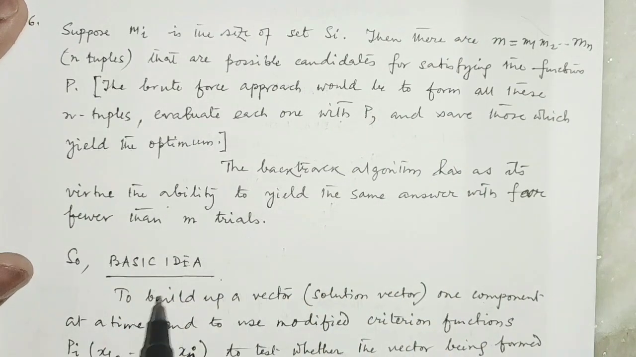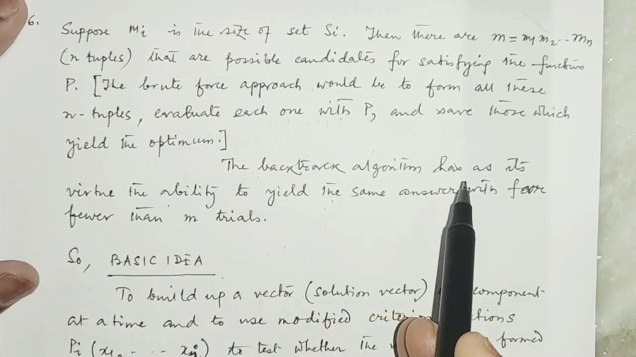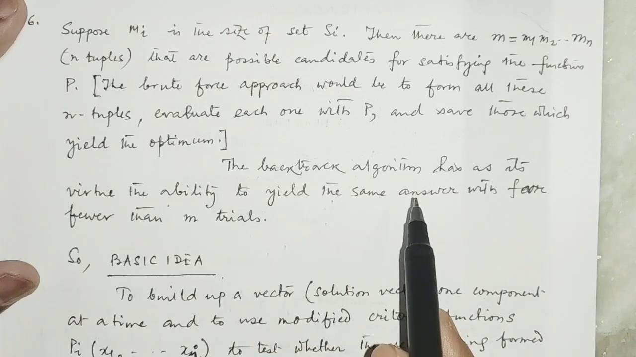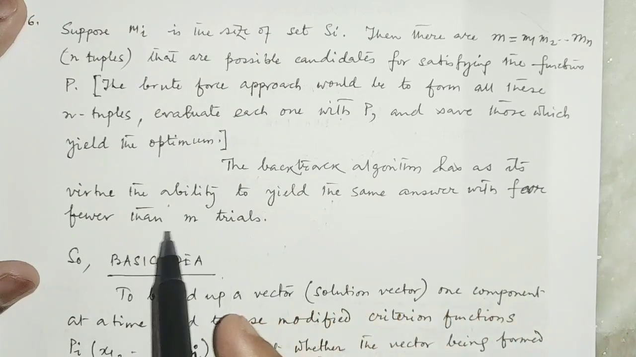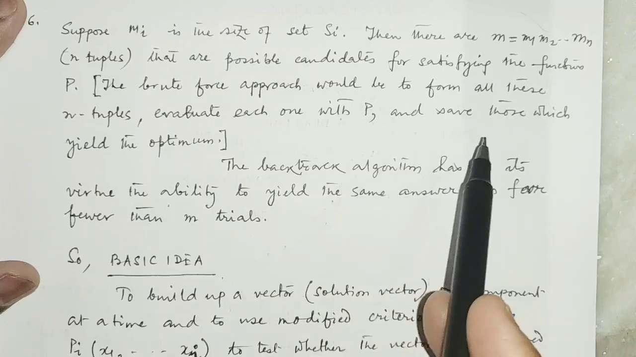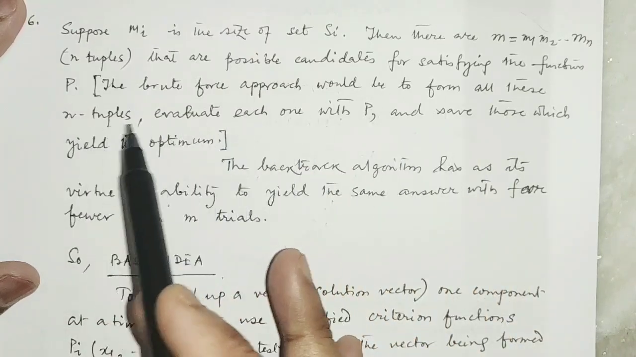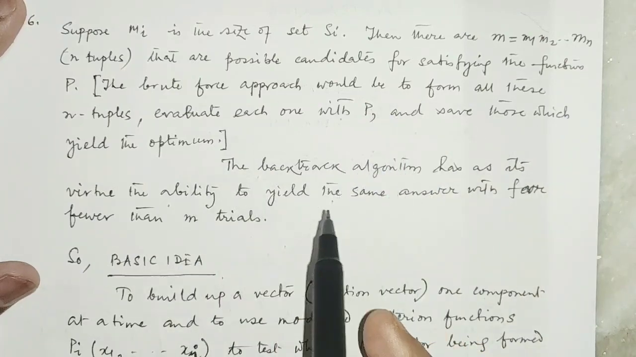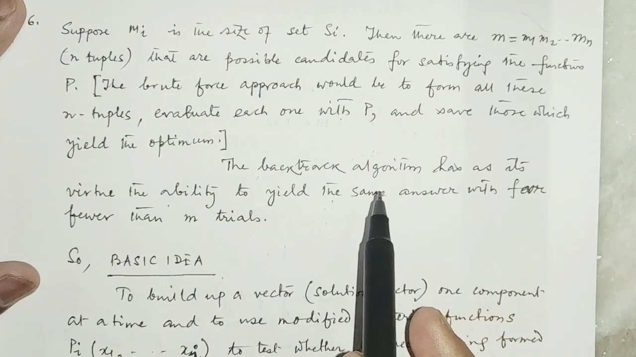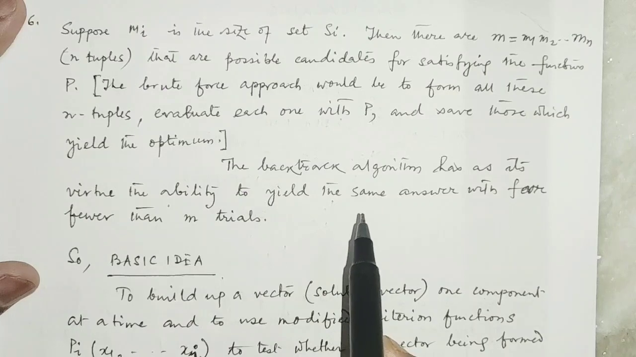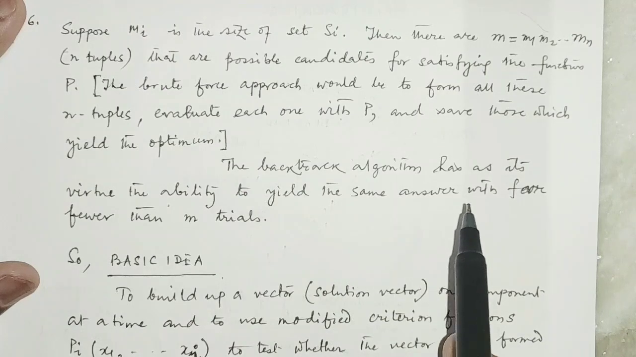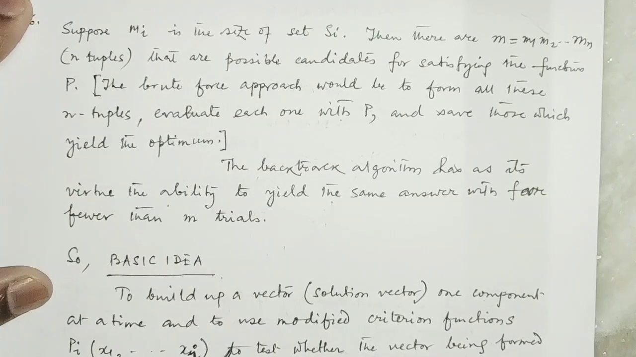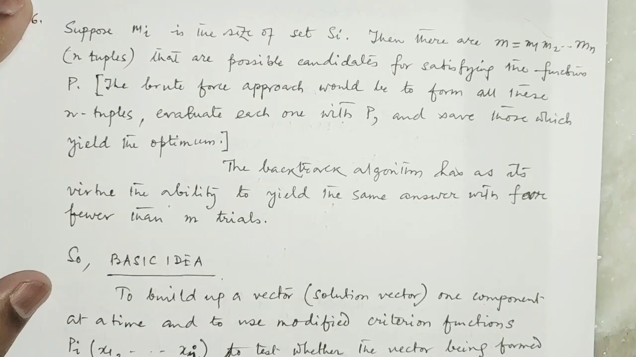But the backtracking algorithm has as its virtue the ability to yield the same answer with far fewer than m trials. In the brute force approach, all n tuples are tested, that means all m trials are given. But in backtracking, for solving the same problem, we receive the same answer with far fewer than m trials. So let us go for a simple example.